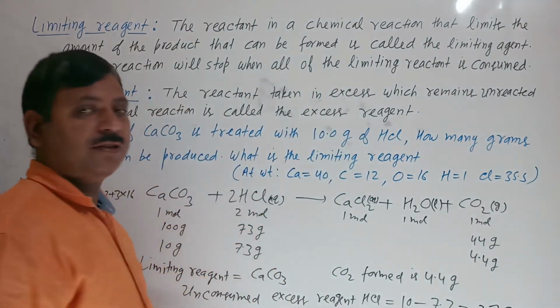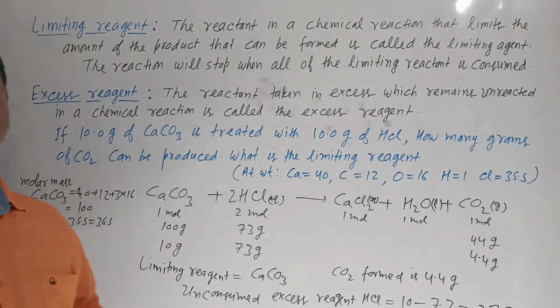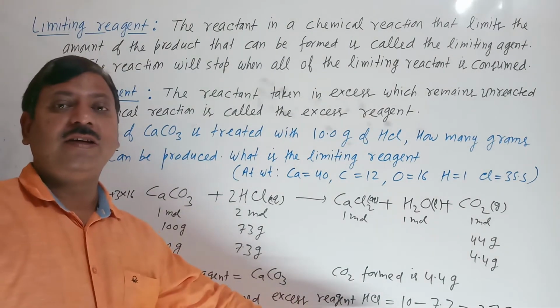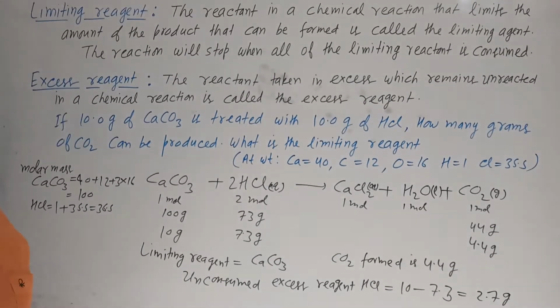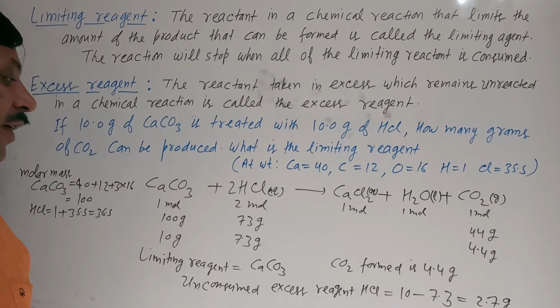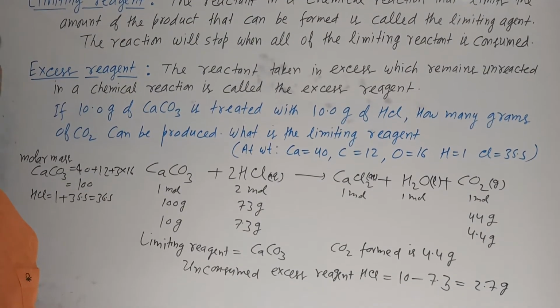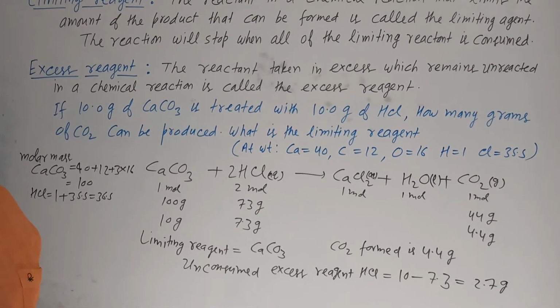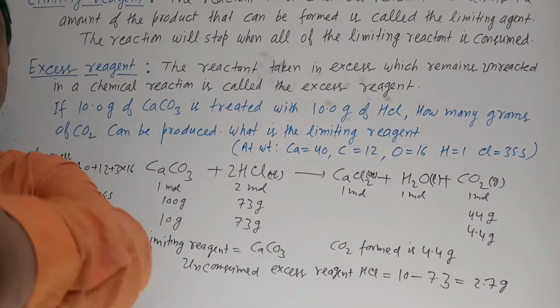2.7 gram HCl is unconsumed, or excess reagent is unconsumed. So one unconsumed excess reagent is HCl, and it has 2.7 gram which is unconsumed.